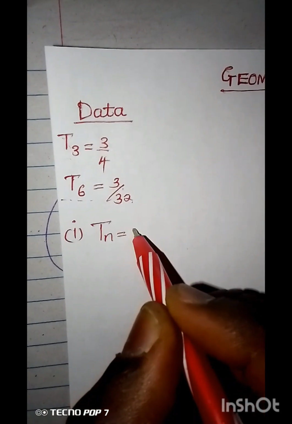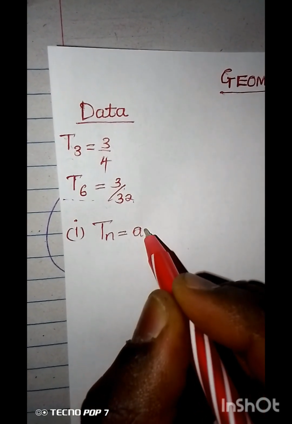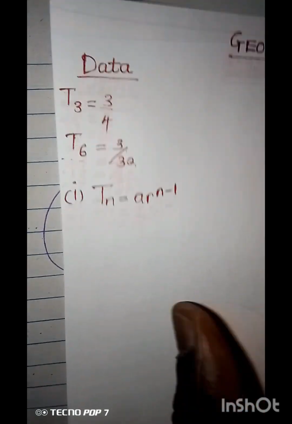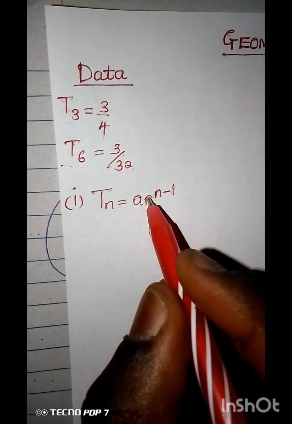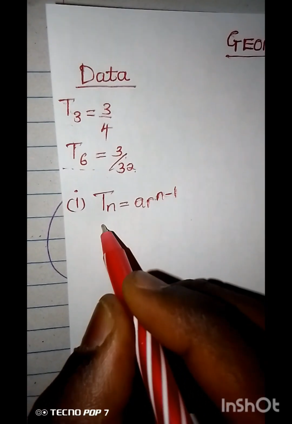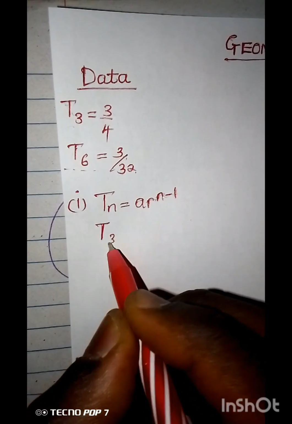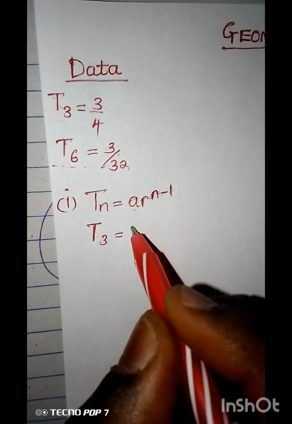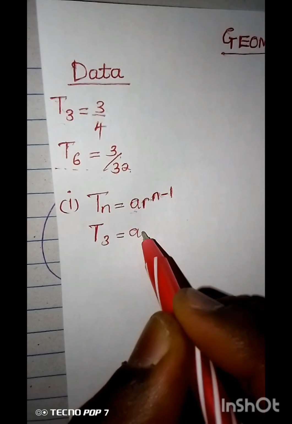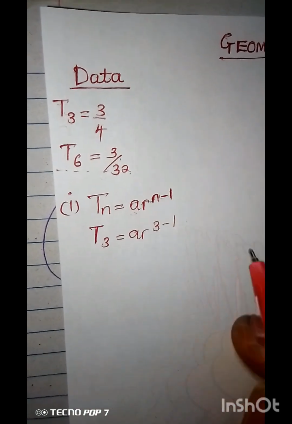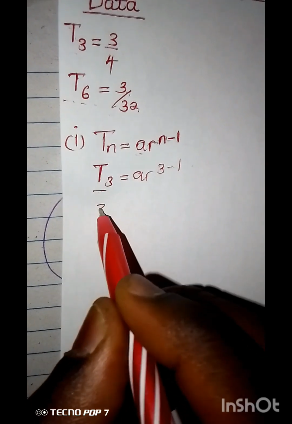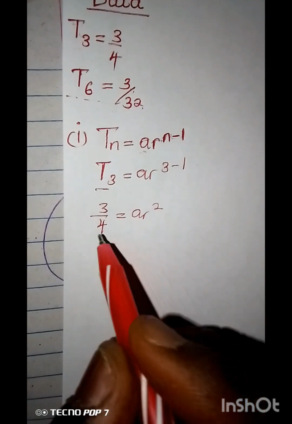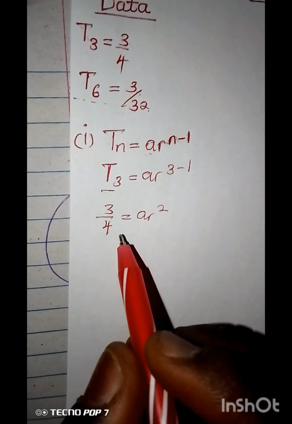Nth term is equal to first term multiplied by r to the power n minus 1. So where there's n, you put 3. Then the first term, we don't have it, so it's a. 3 minus 1. The third term is 3 over 4, so r to the power 2. Then you multiply both sides by the denominator.